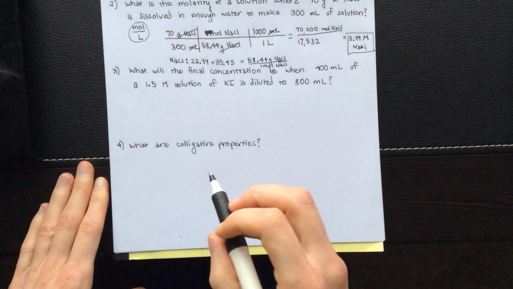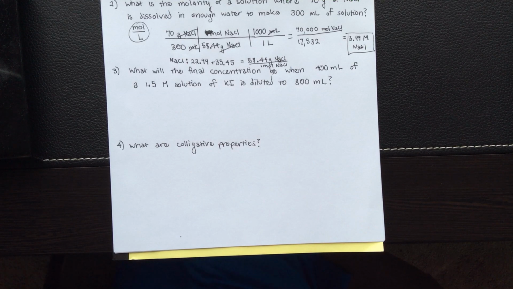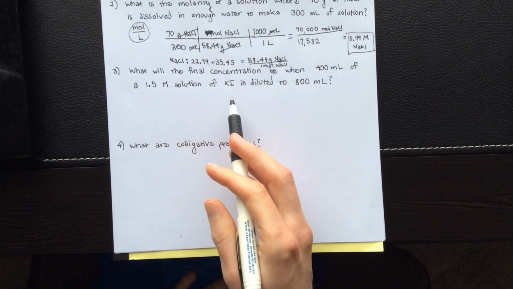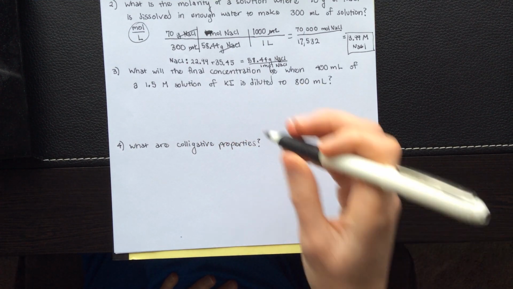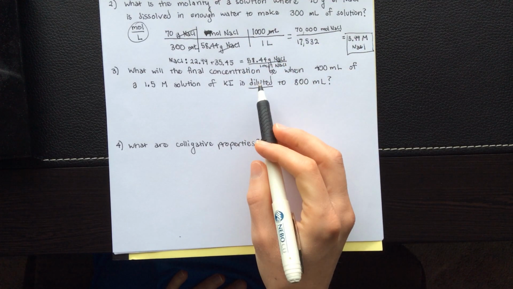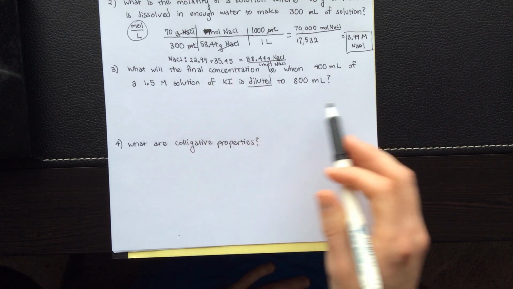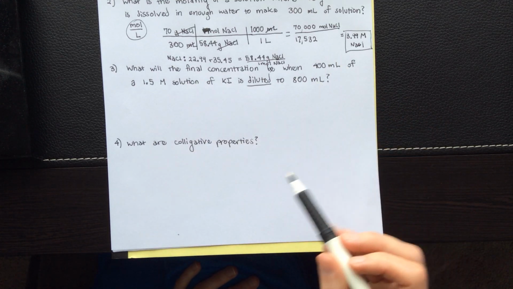All right. Next problem. What will the final concentration be when 400 milliliters of a 1.5 molarity solution of KI is diluted to 800 milliliters? Okay, so this word is kind of a giveaway because it tells you it's a dilution problem. But even if it doesn't say that, hopefully you can tell that you're changing the concentration. So basically you're adding some water and diluting the solution.